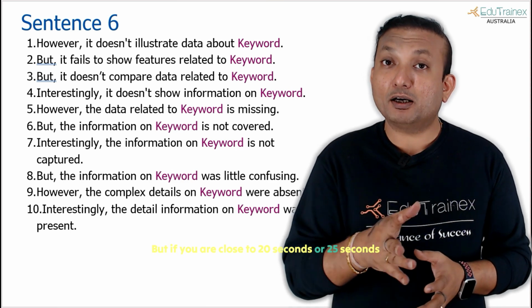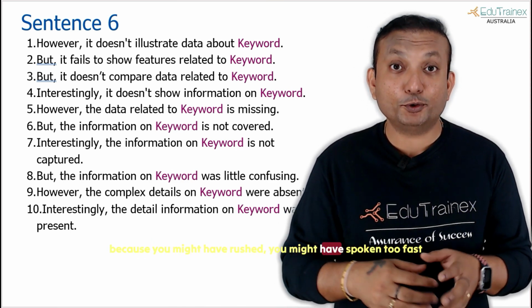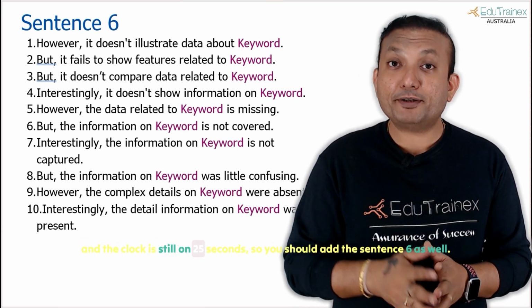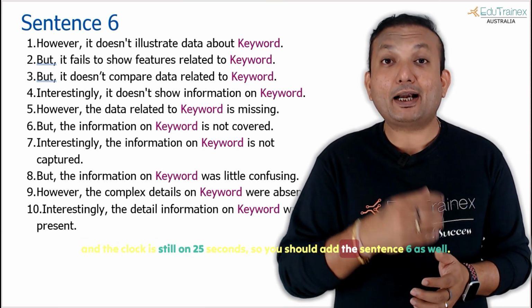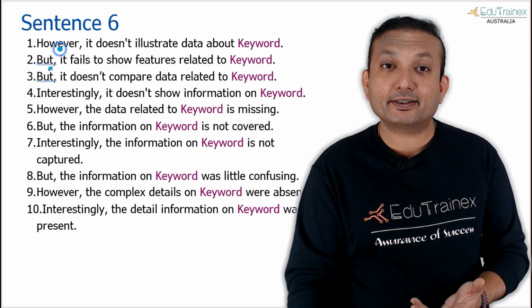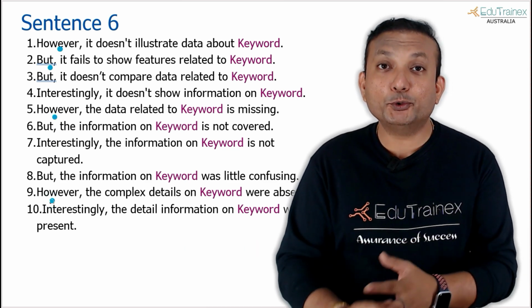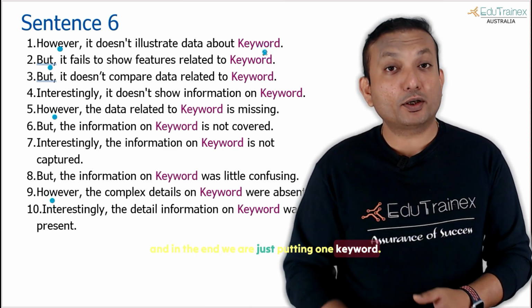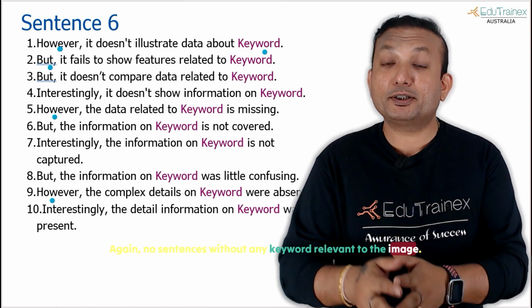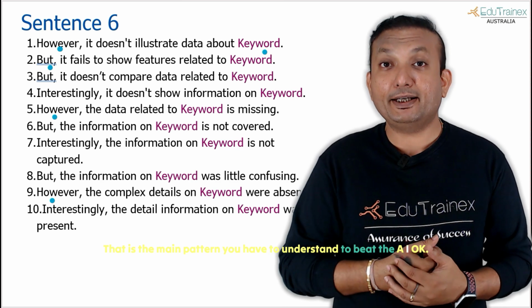But if you are close to 20 seconds or 25 seconds, because you might have rushed, you might have spoken too fast, and the clock is still on 25 seconds, you should add sentence 6 as well. It is not a very long sentence, but see, again, connectors, however, but interestingly, all those kinds of connectors are used, and in the end, we are just putting one keyword. Again, no sentences without any keyword relevant to the image. That is the main pattern you have to understand to beat the AI.